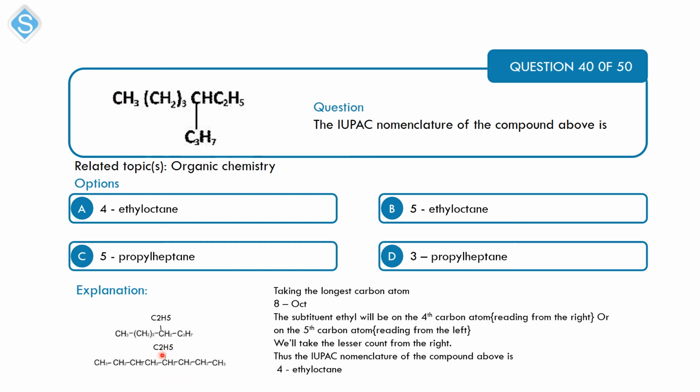4-ethyl, that is, this ethyl is on the 4th carbon atom. That's the smaller count. Then ethyl, because C2H5 is ethyl. And octane, because we have 8 carbon atoms in the parent compound. So this is 4-ethyl octane, and that is option A.